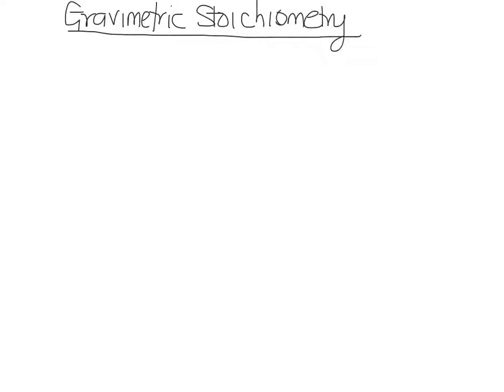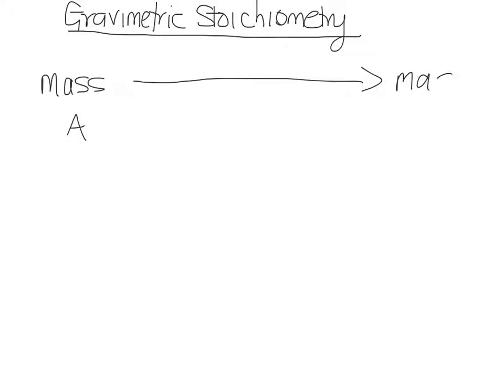Gravimetric stoichiometry. Basically, all you're doing in it is going from a mass of a substance A to a mass of another substance, substance B, in a balanced chemical equation. And in this equation, A and B could be reactants. One could be a reactant and the other a product, or they could even be two products. But you start with a mass and you go to another mass.